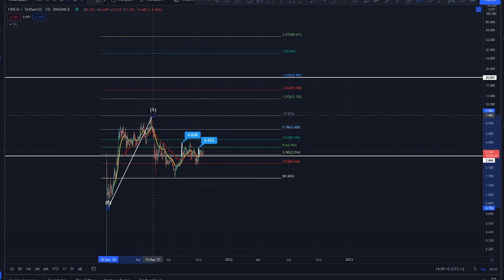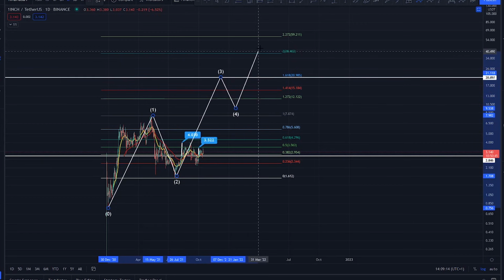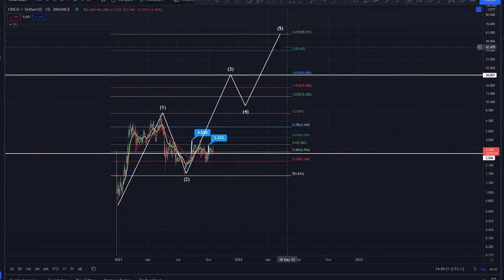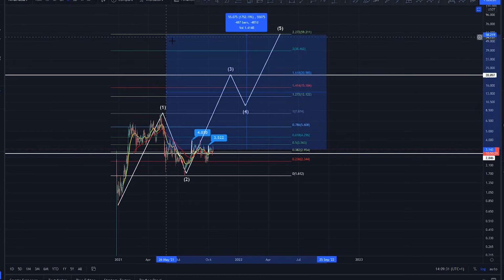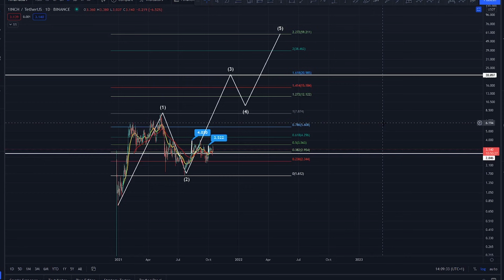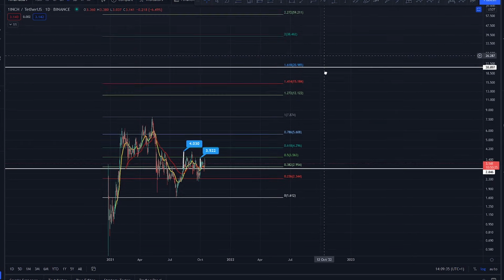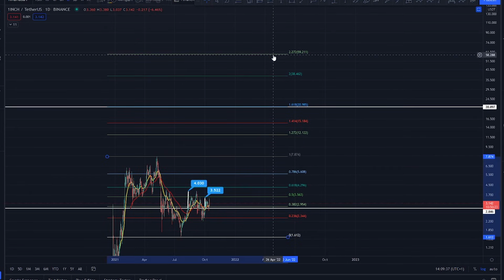From there to there, and then your wave 3, your big wave like that, you come back for 4, and then you come back for 5. Basically, this could be a scenario that takes us to these particular projections, the 2 and the 2.272 at $59. So from here right now, if we were to get that sort of big blow off top for this particular project, you could be looking at around about 17x for 1inch, taking us up to roughly $59. So that's what I'm looking at.